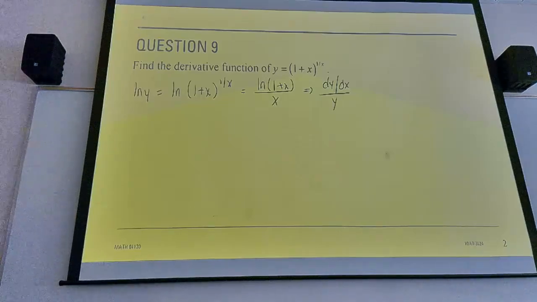u prime over u. But the right-hand side is a quotient, so we have to use quotient rule.